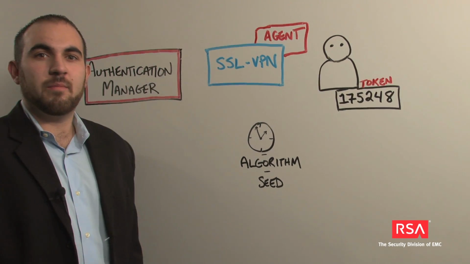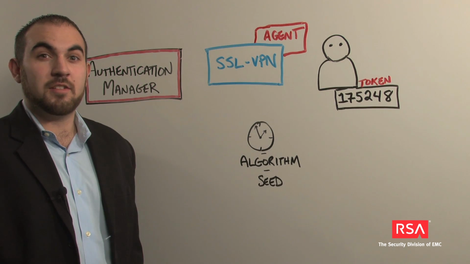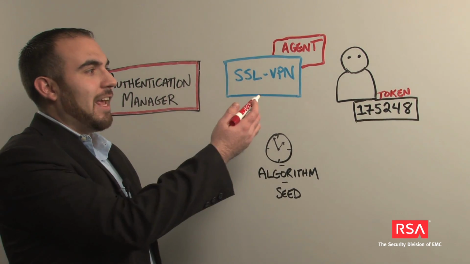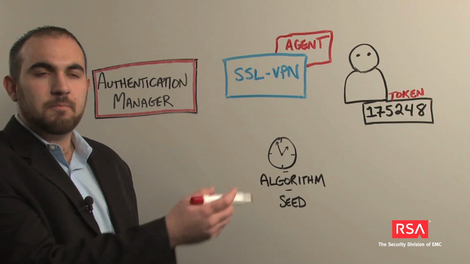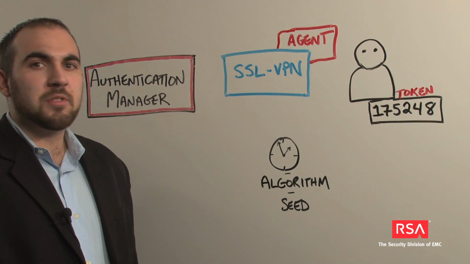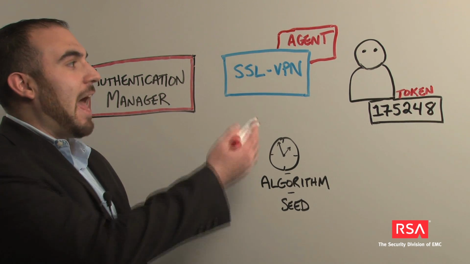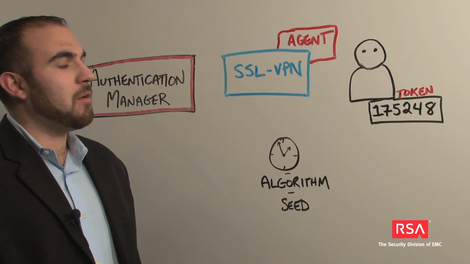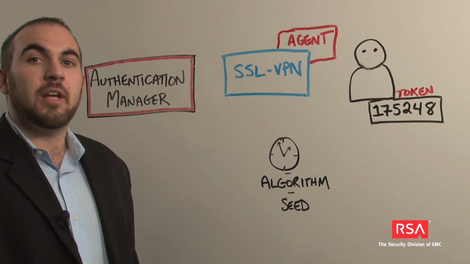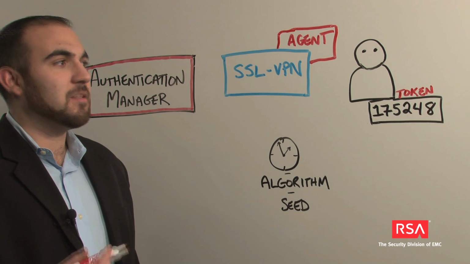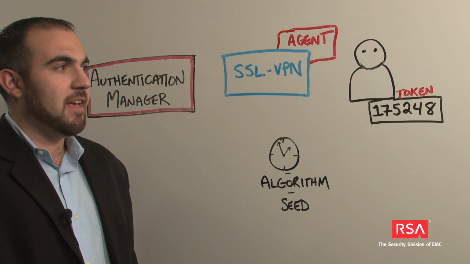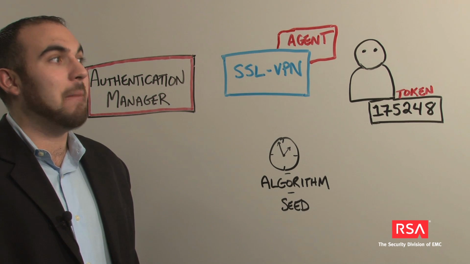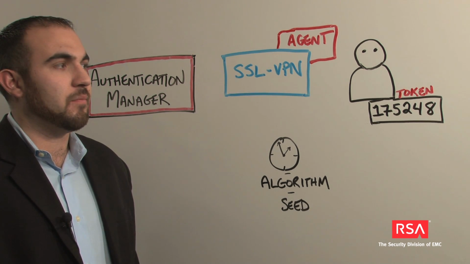As we discussed, there are three main components to the security solution: Authentication Manager, a security agent, and the token. Let's take a look at a use case. This user is going to try to access the SSL VPN. When the agent prompts him, he's going to be asked for a couple pieces of information, including his user ID and then his PIN and his token code. The PIN being something that he knows and the token code being something that he has, making up two-factor authentication.